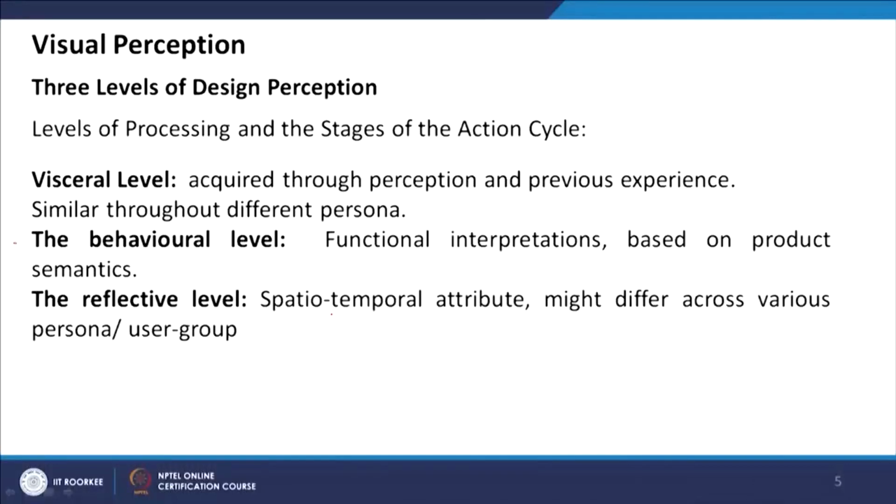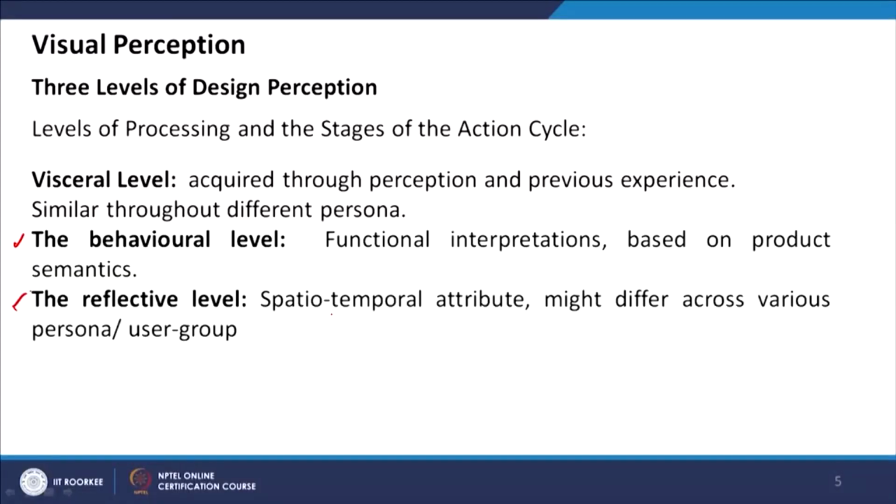And the next level of design is the behavioral level, and this is more of a functional attribute. This attribute tells people how to use this design and how to interact with the design. So the semantic part of the design is involved here. And the next level of design is the reflective level of design, which is a contextual attribute which might vary based on the spatiotemporal attribute. So for example, the liking for a particular design style might vary for a person who is devoid of a special attribute.